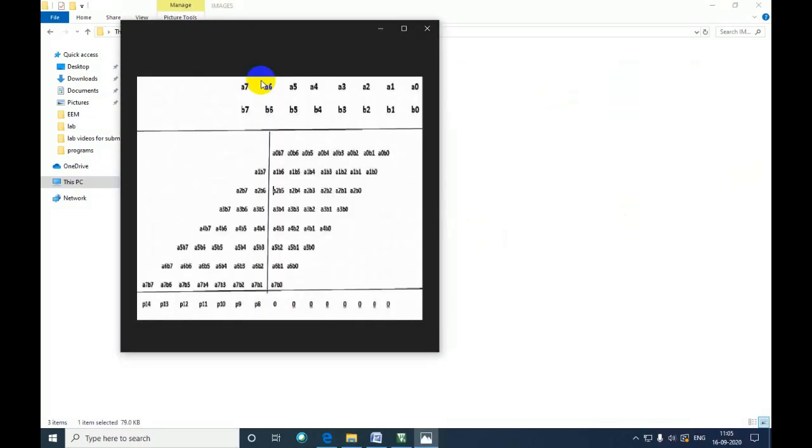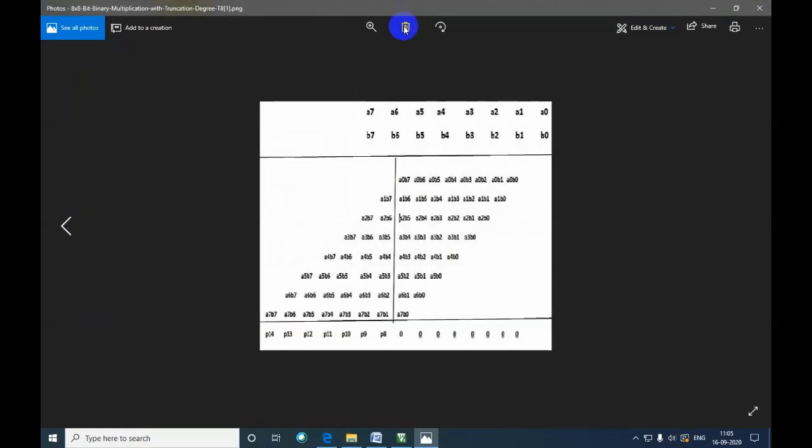So here I am just taking an example of multiplication of data. I am taking a little complicated one: multiplication of 16-bit by 8-bit. This image basically illustrates how the multiplication is done.